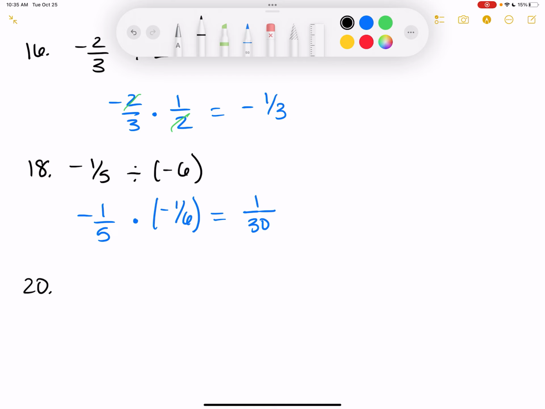All right, number 20. Negative 1 divided by negative 6 over 5. So how would I do this one? So it would be negative 1 times negative 5 over 6. Yep. And what is that going to give me?